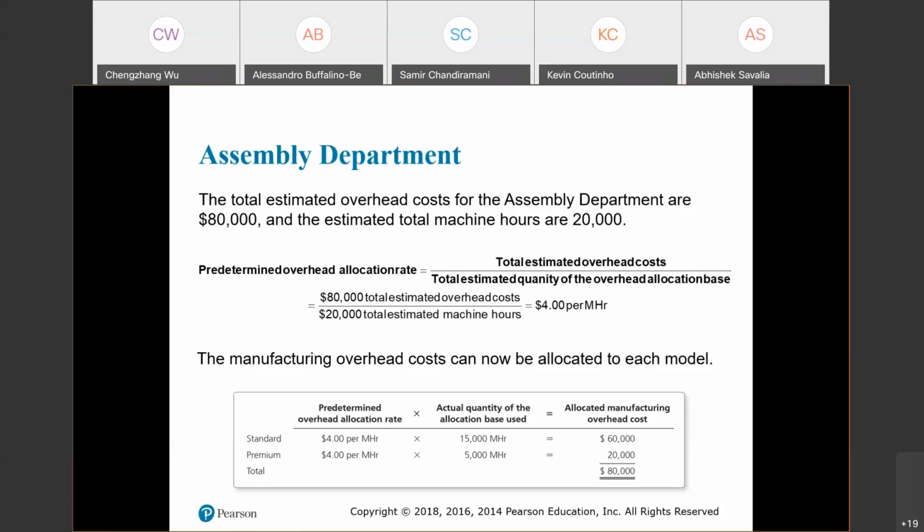As I said, management has decided that machine hours is the primary cost driver in the first department. So we use the total estimated overhead cost divided by the total estimated quantity of the overhead allocation base. $80,000 divided by 20,000 total estimated machine hours.